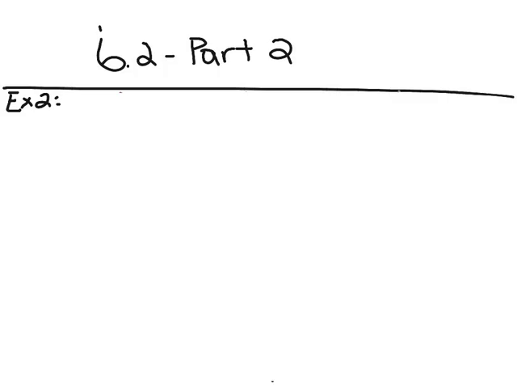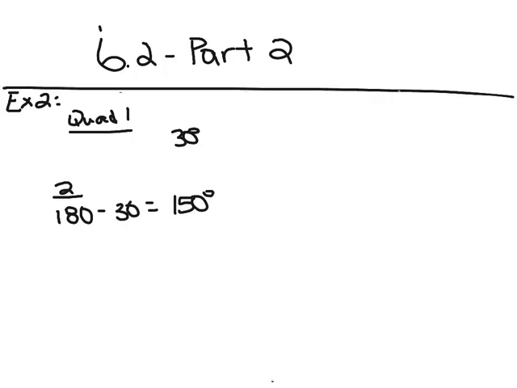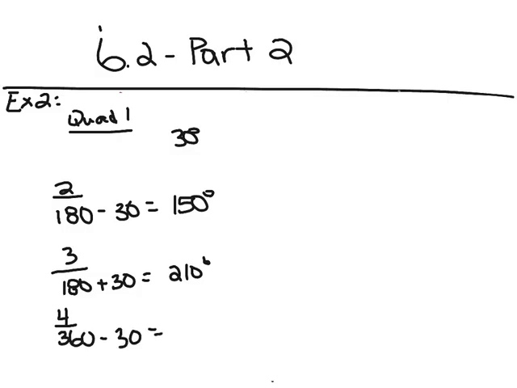So for example 2, we want to determine the trig ratios for all angles that have a 30-degree reference angle. So we know that in quadrant 1, it's going to be 30 degrees. In 2, it's going to be 180 minus 30, so 150 degrees. In 3, it's going to be 180 plus 30 degrees, so 210. And in quadrant 4, it's going to be 360 subtract 30, so 330 degrees. So we know all of our angles.